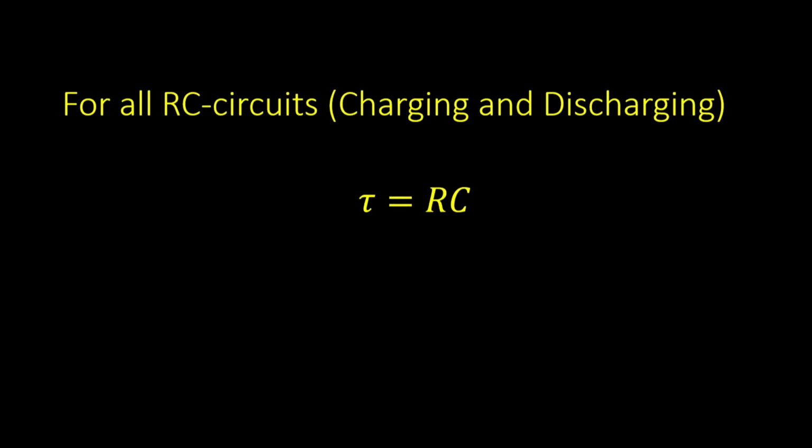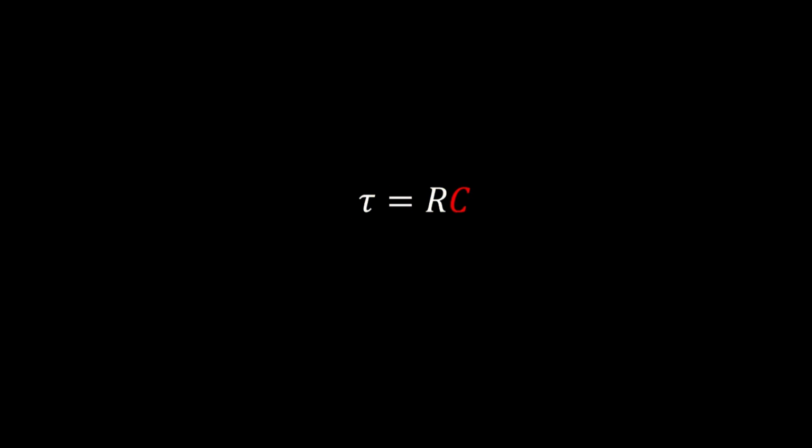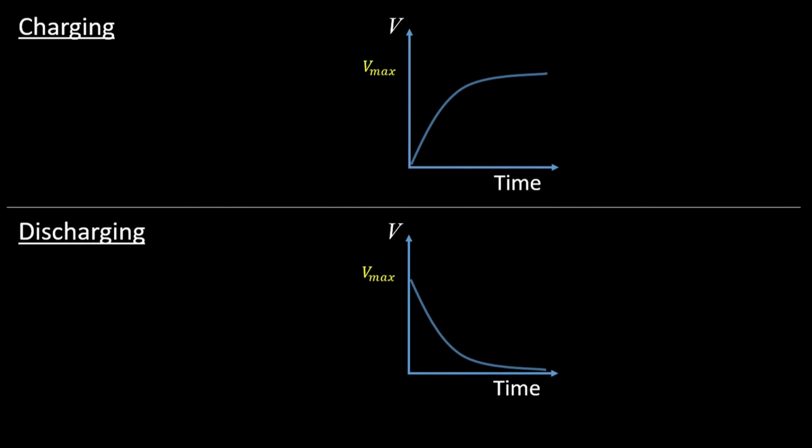The time constant of each circuit actually depends on the resistance and the capacitance in your circuit. It is given by tau is equal to R times C. We will use this relation to find the capacitance in our circuit experimentally. In our experiment, we will concentrate on the voltage versus time, charging and discharging curves.